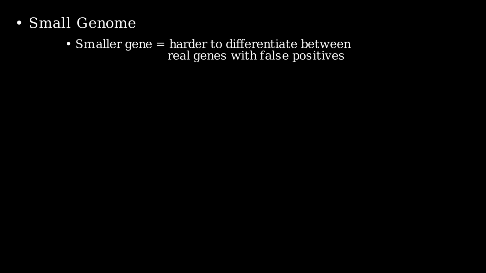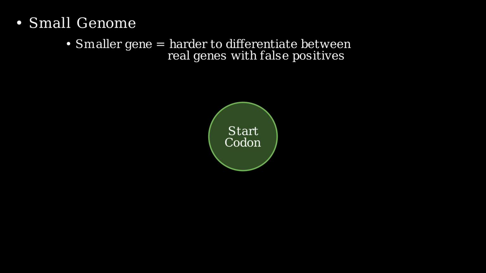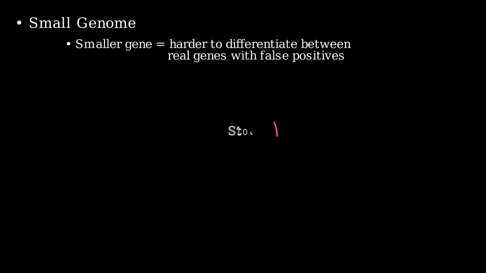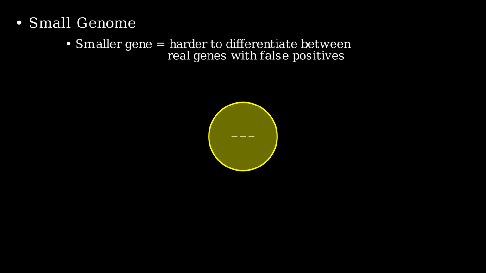To explain this better, let's say you have a three-sided coin, which doesn't exist in real life, but let's just imagine one for the sake of simplicity. Instead of heads and tails, the faces of this coin can be green, which indicates a start codon, red, which indicates a stop codon, or yellow, which indicates any of the other codons that it could possibly be instead of the stop or start codon.